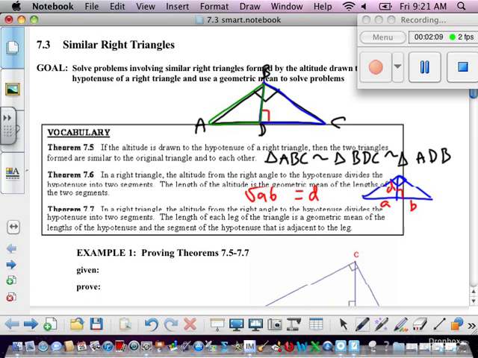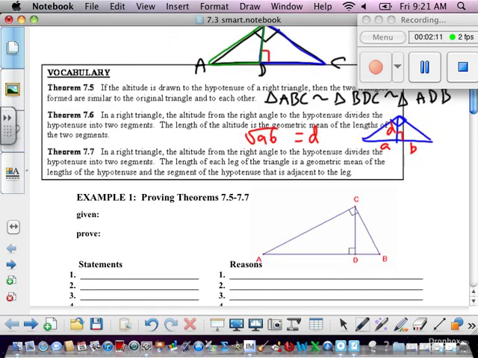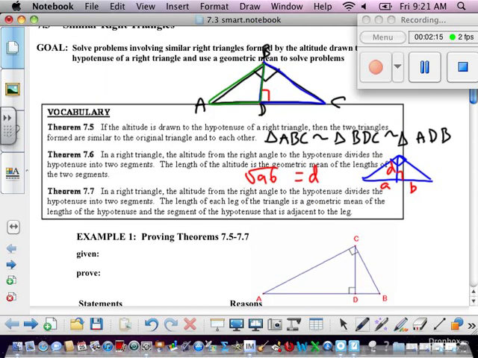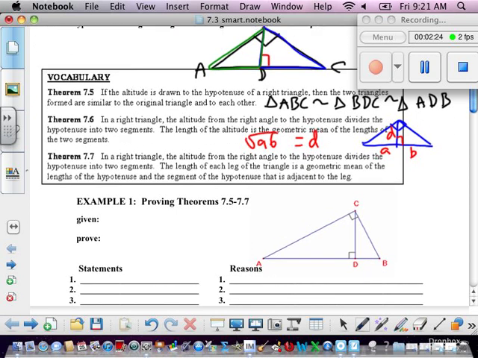All right. ABC is similar to BDC, which is similar to ADB. This is D, the altitude, and the square root of AB equals D. In a right triangle, the altitude from the right angle to the hypotenuse divides the hypotenuse into two segments. The length of each leg of a triangle is the geometric mean of the length of the hypotenuse and the segment of the hypotenuse that is adjacent to the leg. That's a lot of stuff.